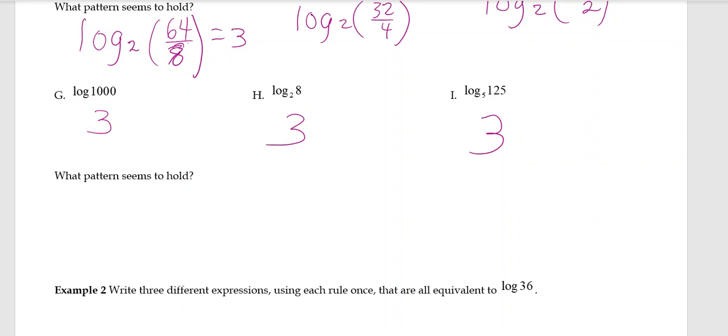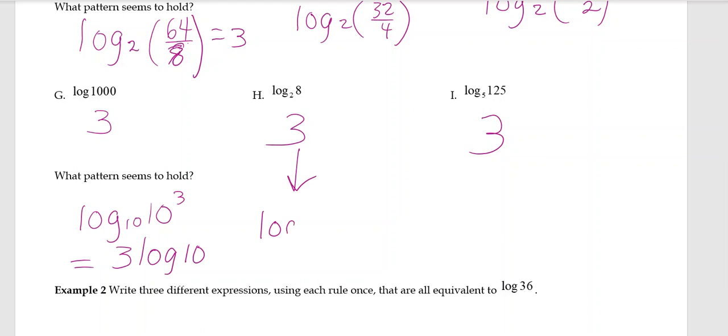So what I have going on here is that this is the log, and of course it's base 10, of 10 cubed, right? That equals 3 times the log of 10. Okay, let's look at h. If I do the log base 2 of 2 cubed, I can bring that 3 out front, and that'll be 3 times the log base 2 of 2.